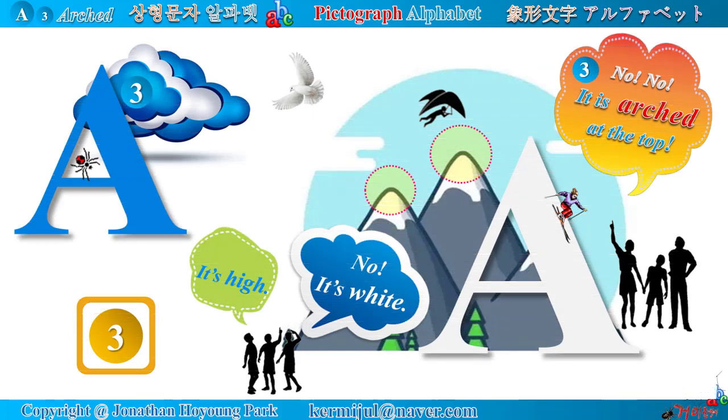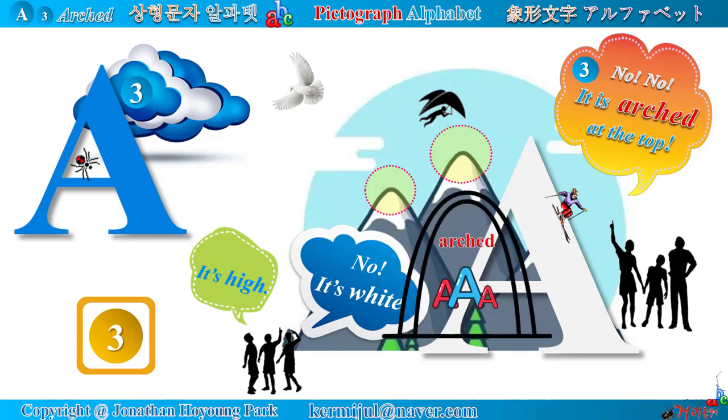Look at the top of a mountain. Someone thinks it's very high, and someone thinks it's very white, because at the top of a high mountain, there is permanent snow. But there are some people who think that it is shaped like an arch. That is, the mountain is a very high, sharp, white, arched, snow-capped mountain.